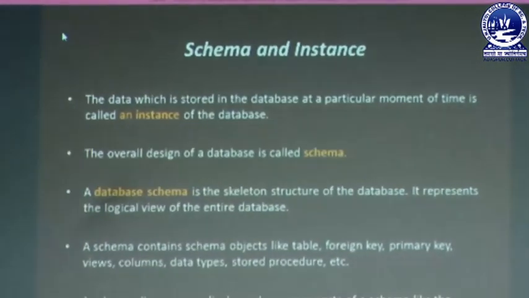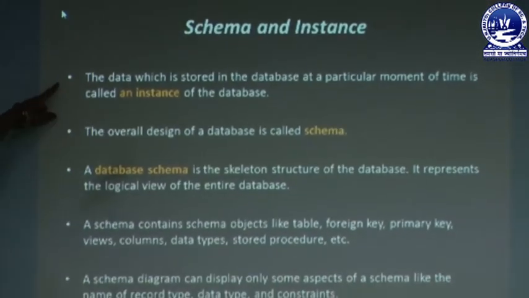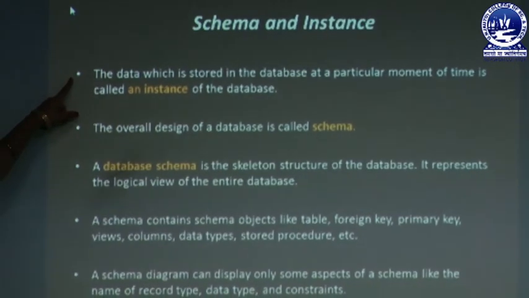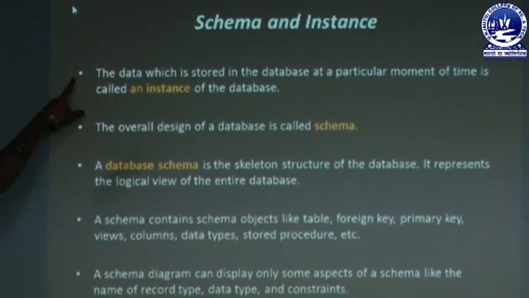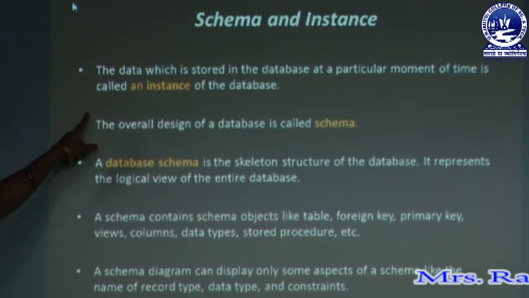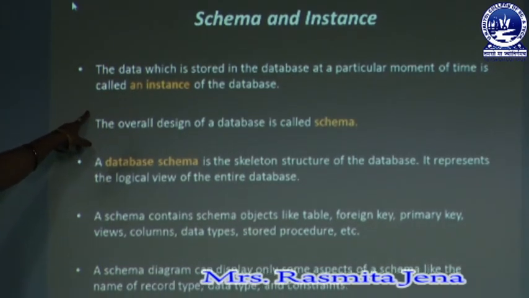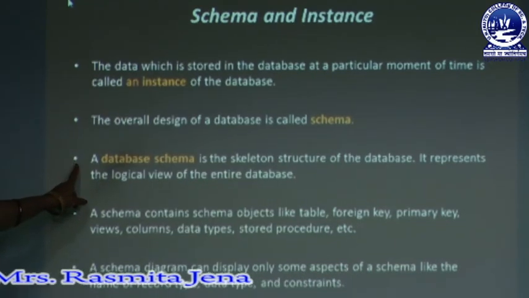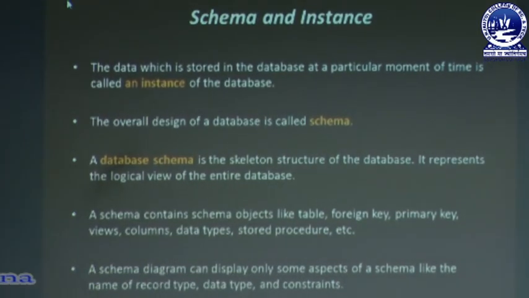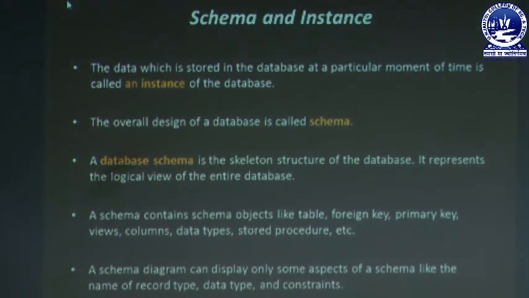This is the definition. The data which is stored in the database at a particular moment of time is called the instance of database, and the overall design structure of the database is called the database schema, or you can say database schema is the skeleton structure of the database and it represents the logical view of the entire database. And the schema contains what? The schema contains objects like tables, views, different keys like foreign key, primary keys, data types, stored procedures, etc.